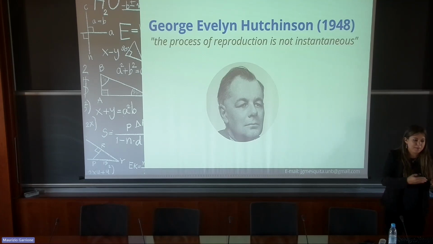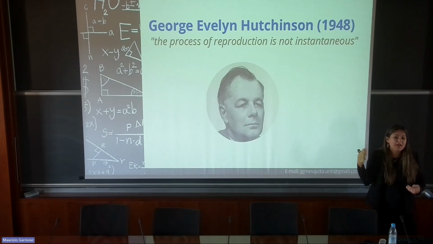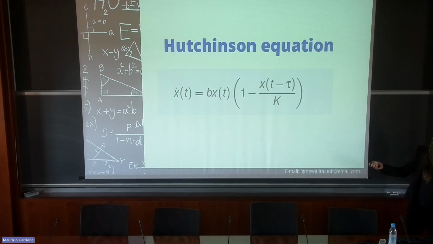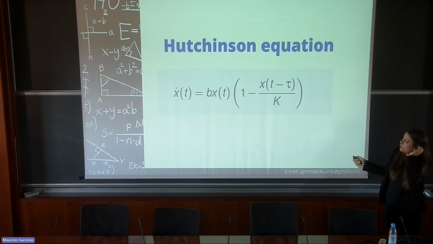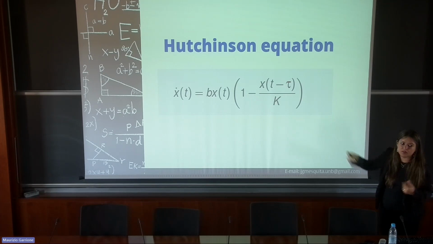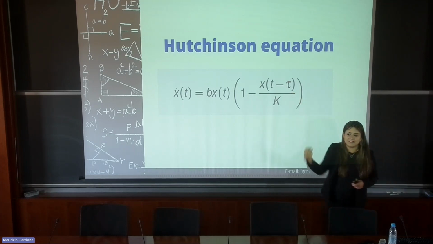For example, when you have a baby, the baby cannot reproduce. You need a certain time to reach some age or some stage in order to be able to reproduce. So this needs to be in your equation. Then Hutchinson decided to change the logistic equation model in order to put in the delay effect. Here you can see it's very close to the logistic equation, with the difference of this tau here. This tau is exactly the delay.